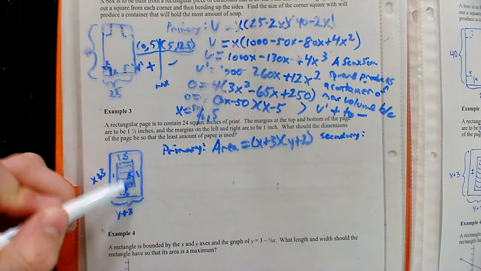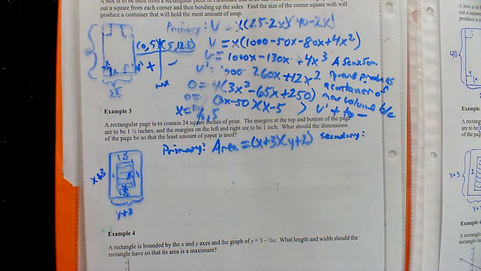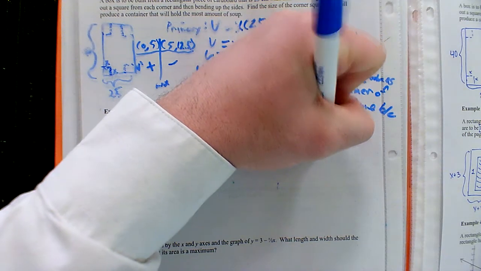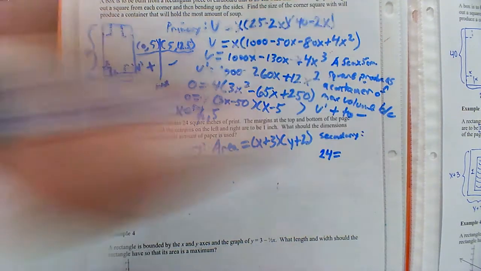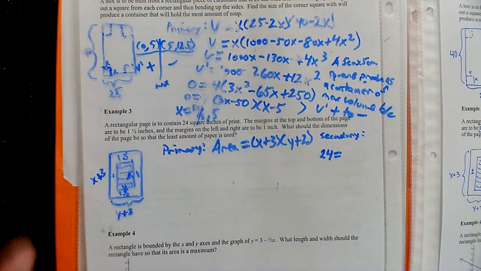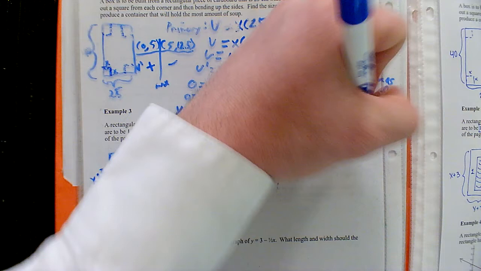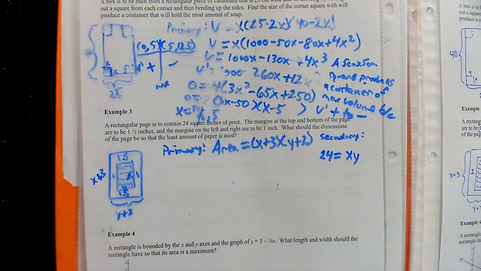So what do we know about this print area? Specifically the printed area, what do we know about it? We know it's 24, so we can use that to help us. How do you calculate 24 according just to the print area with the variables we had? X times y, that's just the printed area. So x times y equals 24.